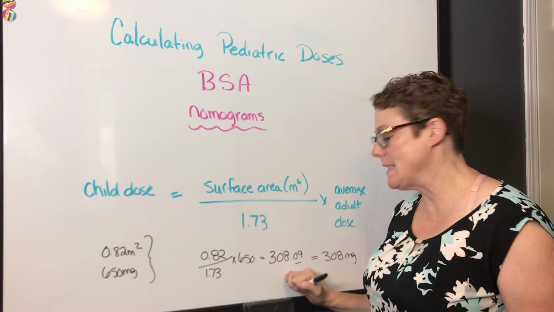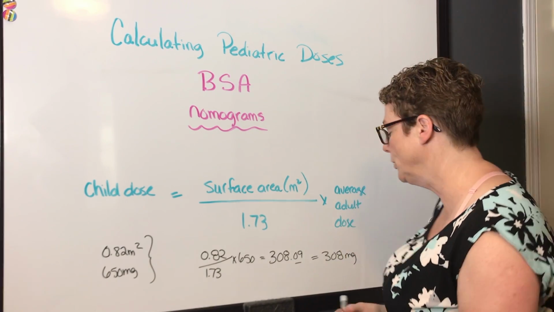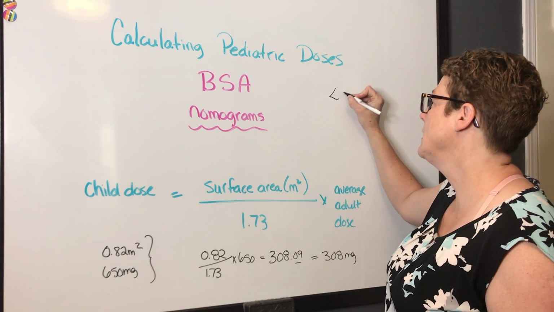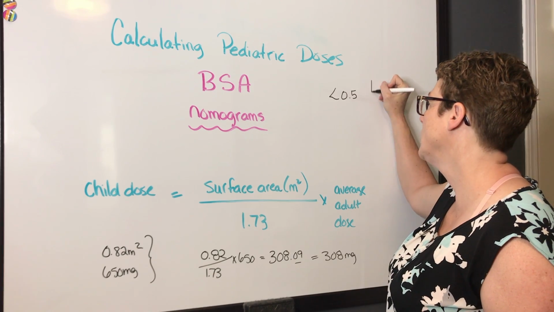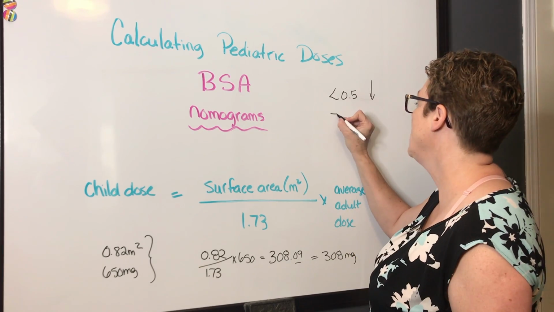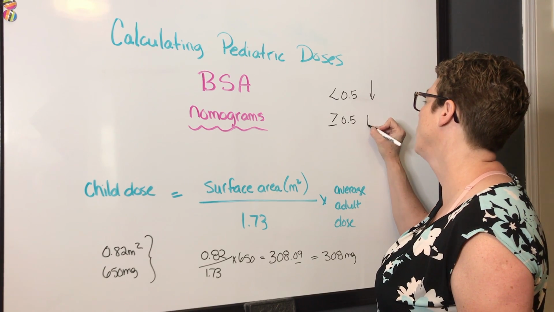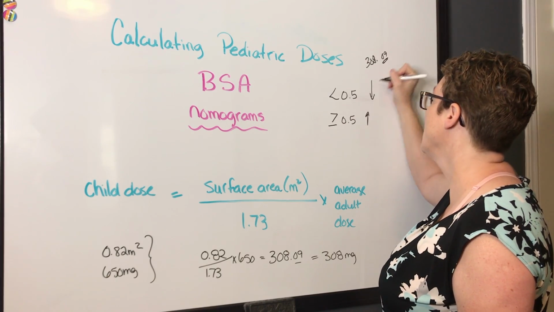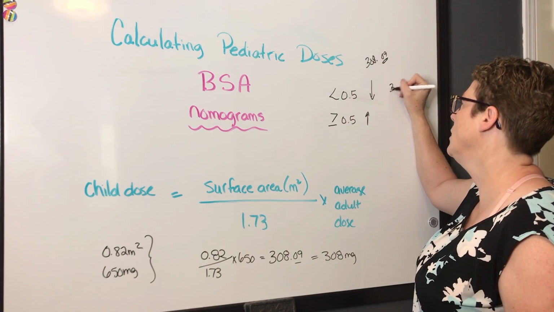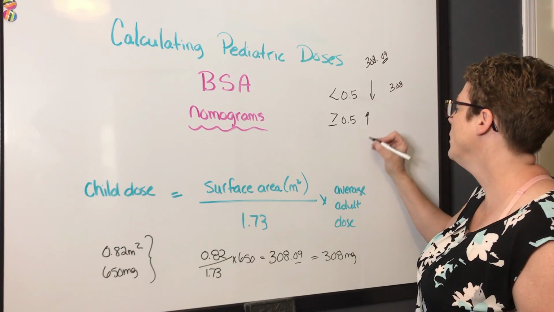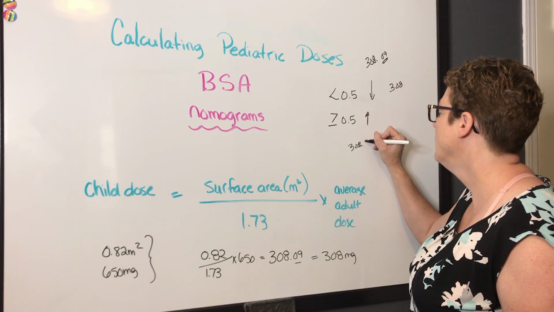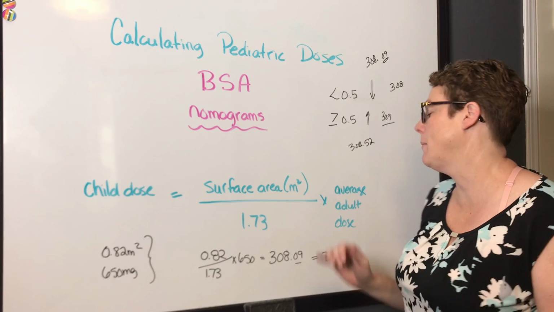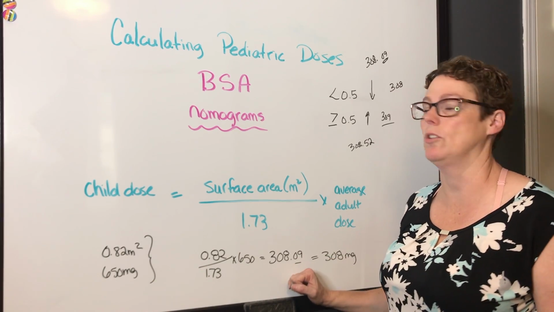So I left this 308.09 in here because I want to talk about the rounding rules. When it comes to decimals, the rounding rules say that if it is less than 0.5, we're going to round down. If it's greater than or equal to 0.5, then we're going to round up. So because I have 308.09, that's less than 0.5, it will be 308. If it was 308.52, we would go up to 309. So just remember that the rounding rules do come into play here when determining your calculation.